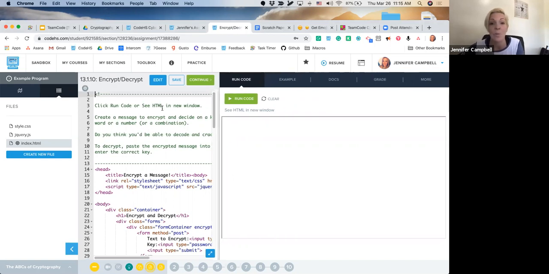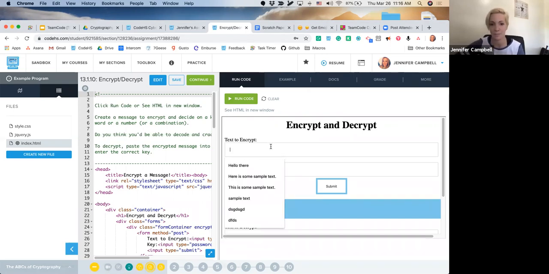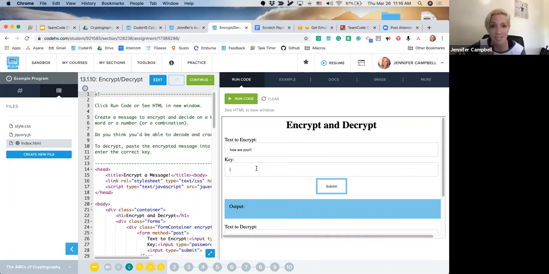Cool. All right, so what you want to do is hit run code. This is kind of like a little simulation. It's using a kind of randomized key that we're going to come up with to encrypt and decrypt something. So I'm going to give you guys a challenge here. I'm going to encrypt something. And how are you? And I'm going to pick a key. Now you won't be able to see my key.